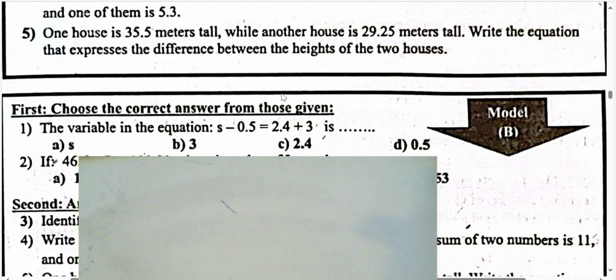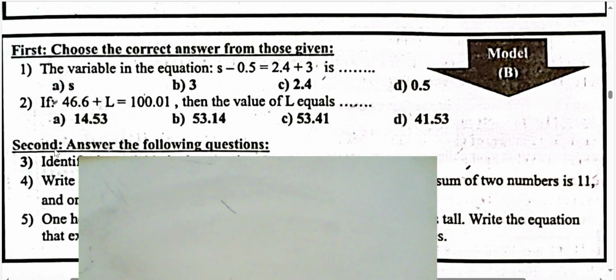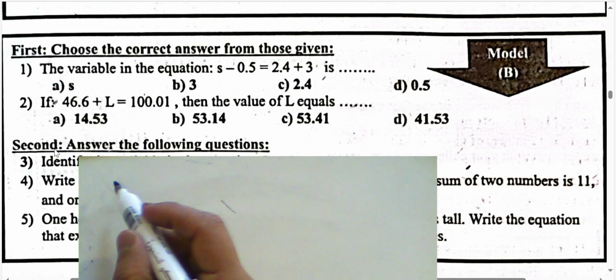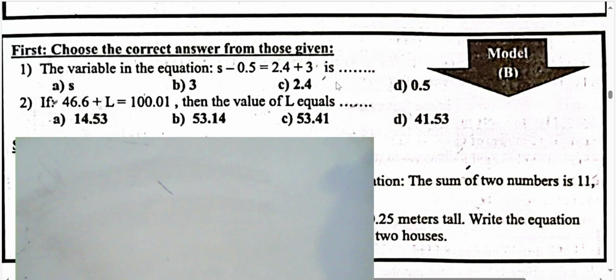Choose the correct answer. The variable in this equation will be S. S here we call the variable. Choose letter E. Number 2. 46.6 plus L equal 100.1. Find the value of L.